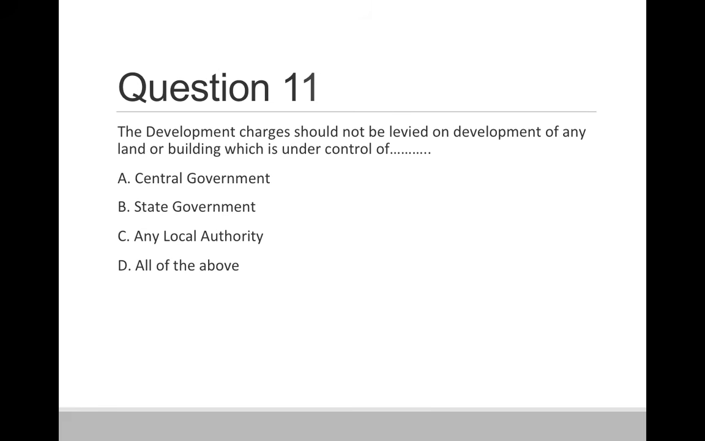Then question 11, the development charges should not be levied on development of any land or a building which is under control of option A, central government, option B, state government, option C, any local authority, and option D, all of the above. So the correct option is option D, all of the above. So for any government building, whether local, state or central, there should not be any levying of development charges.